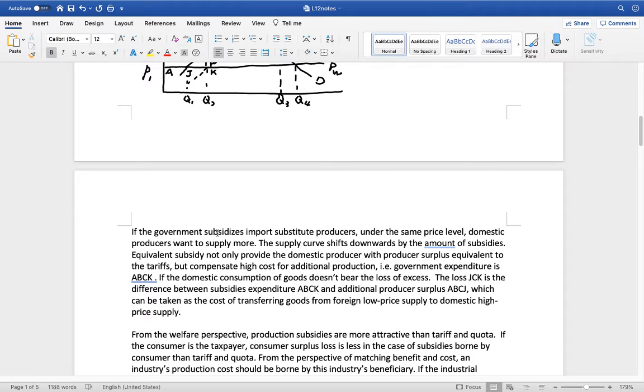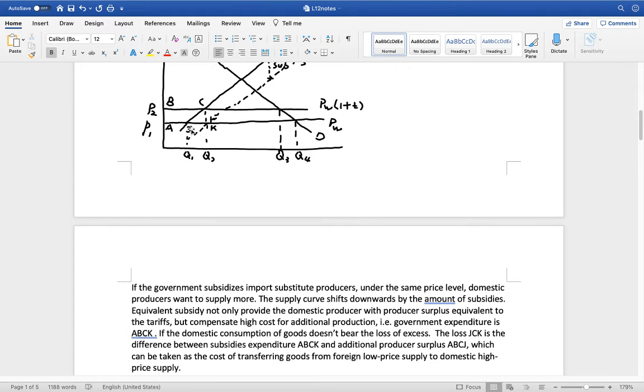The equivalent subsidy doesn't provide the domestic producer with producer surplus that is equivalent to the tariffs, but compensates high costs for additional production. That is, the government expenditure is denoted by ABCK, that rectangle.